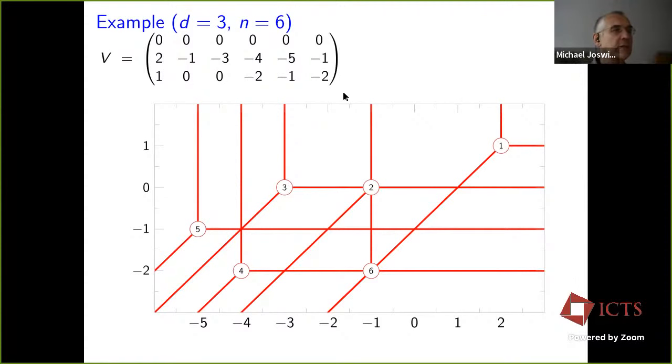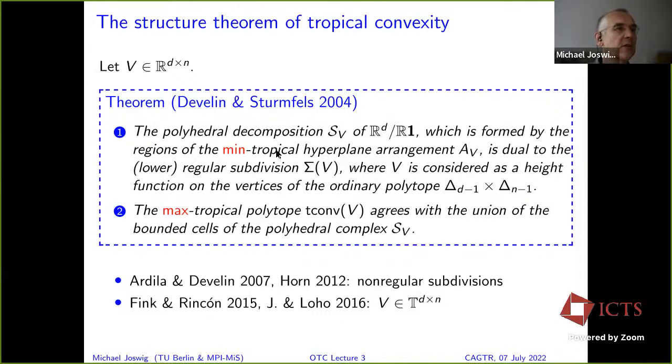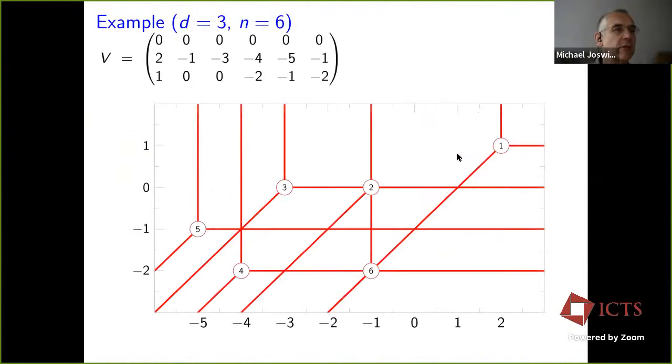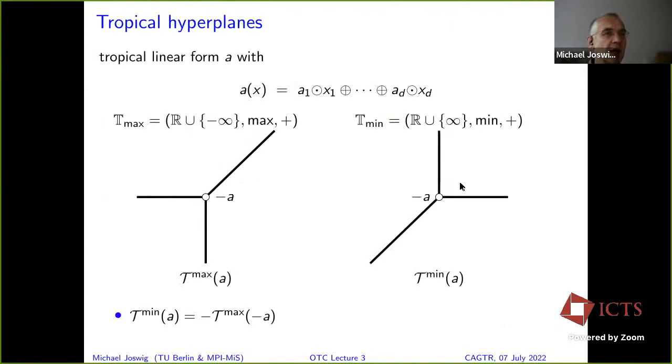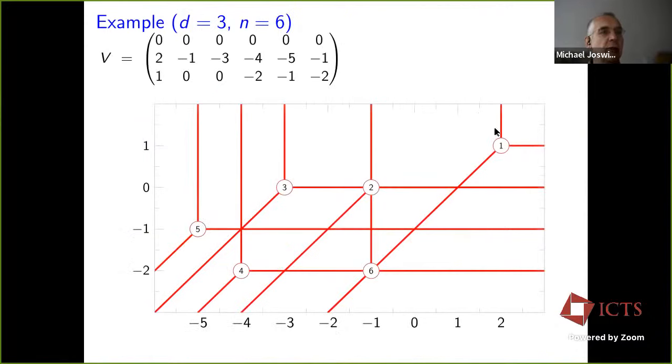Now let's go back to the structure theorem. It talks about this polyhedral decomposition and this min tropical hyperplane arrangement. Here you see how a min line looks like. You need to look for these kinds of shapes now, right? You have one such shape for each column of the matrix V. For instance, this is the tropical line which corresponds to this first column, and the apex sits directly at the column. Similarly, you get six of these. On purpose, I picked an example which is not in general position, for the experts.